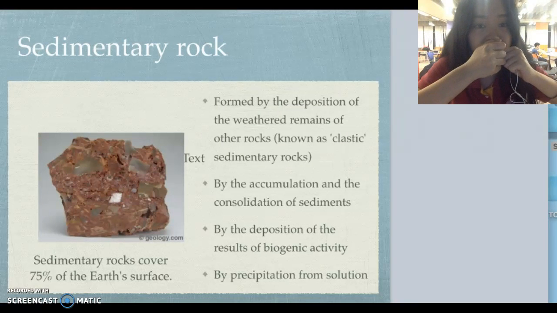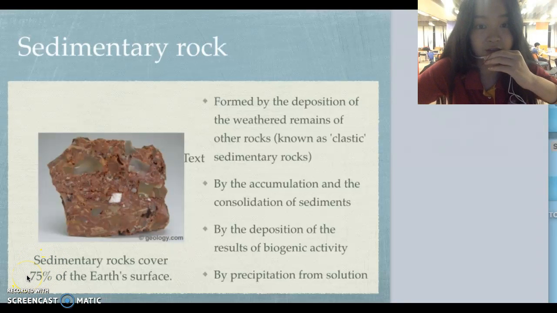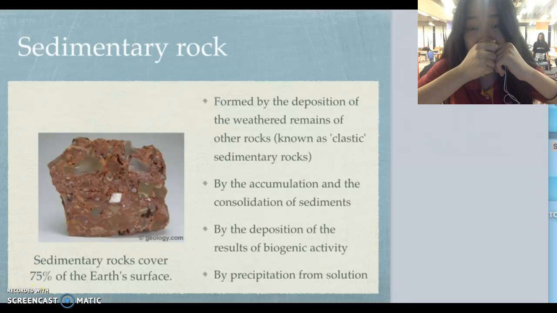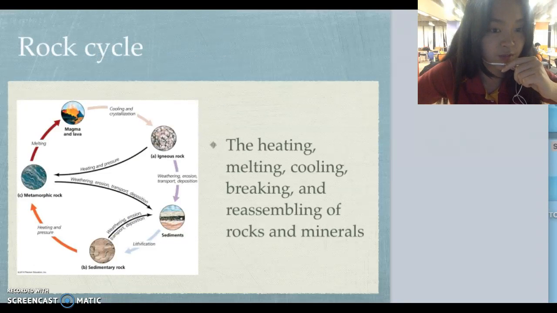And the sedimentary rock, this is the rock that covers 75% of the Earth's surface. And this kind of rock can form in many ways, like weathering and the remains of other rocks. So let's go back to the cycle again. We can see the sediments can form from igneous rock through weathering, erosion, transport, or deposition, or through metamorphic, or the sedimentary.